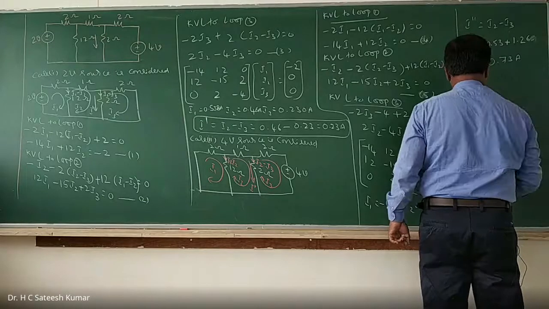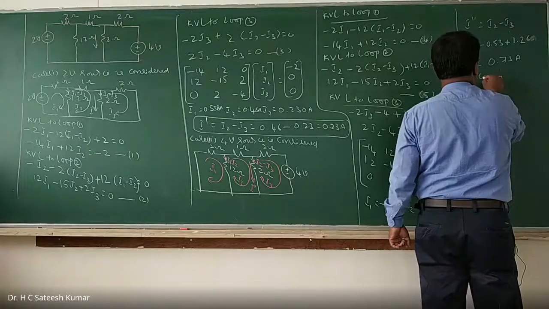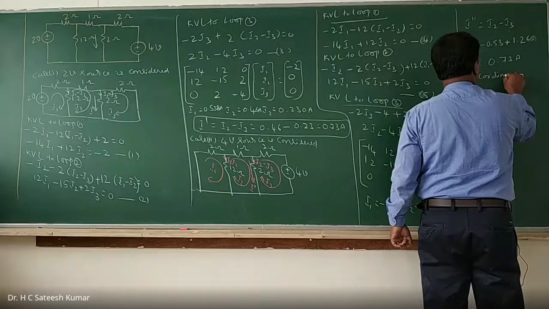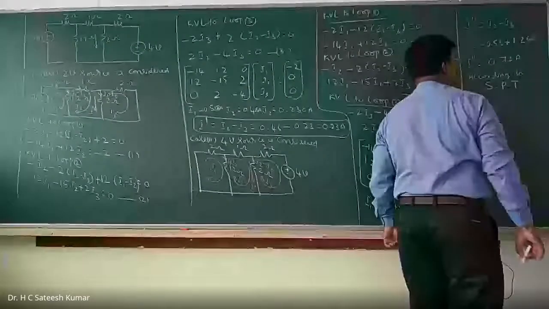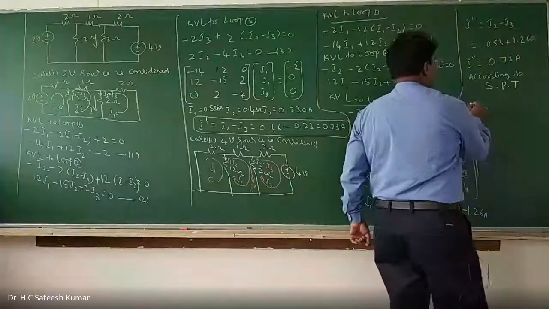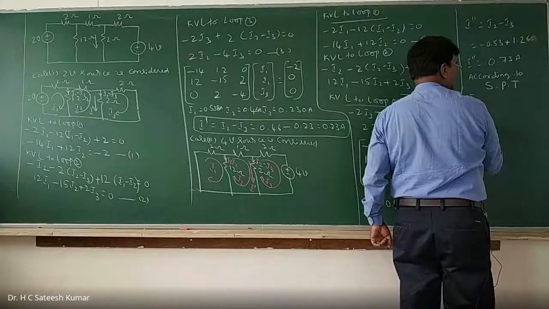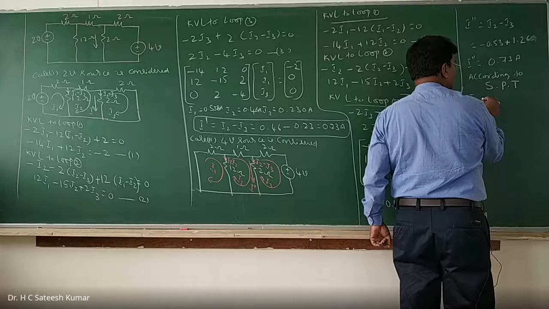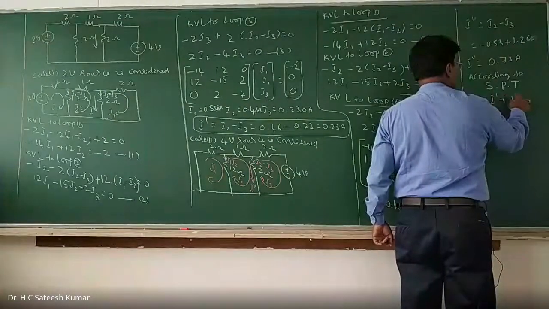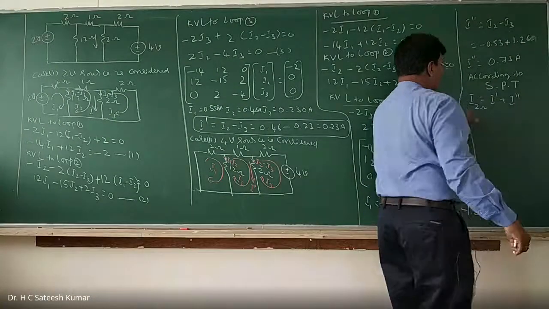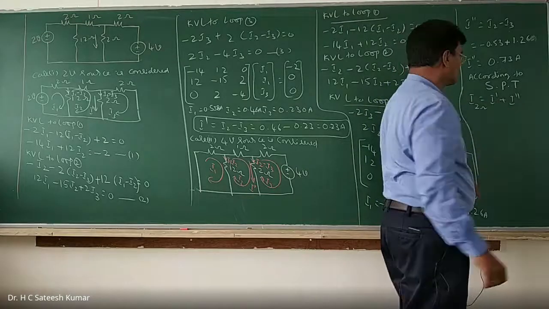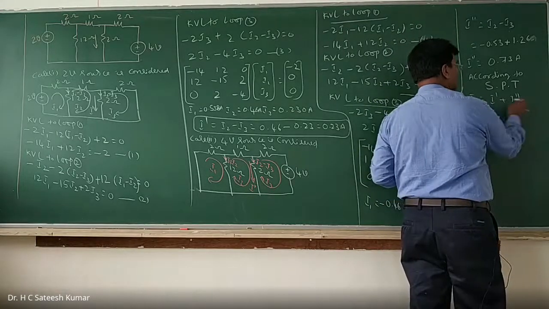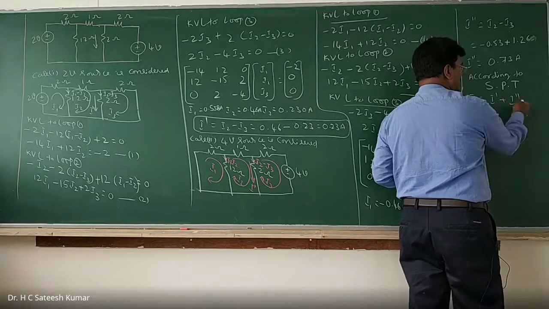According to the superposition theorem, SPT, the total current in the 2 ohm resistor is equal to what? I dash plus I double dash. That means the response when both of them are acting simultaneously is equal to the sum of the responses. We take the sum of the responses directly, and this one we won't calculate. By adding that, we will get this.